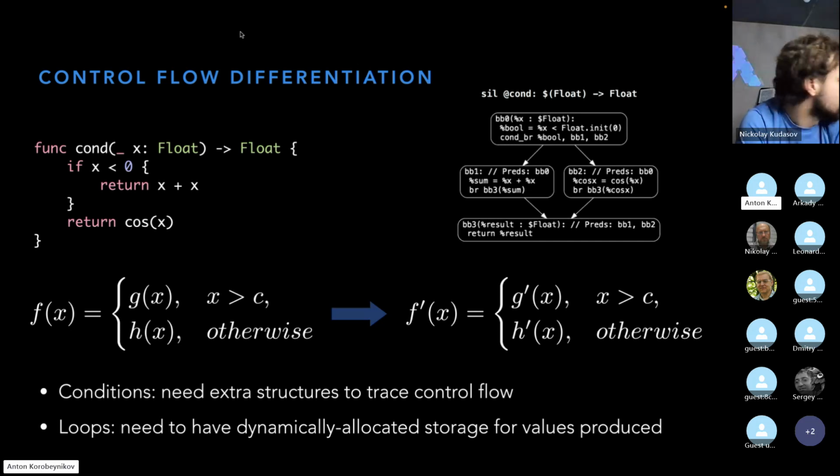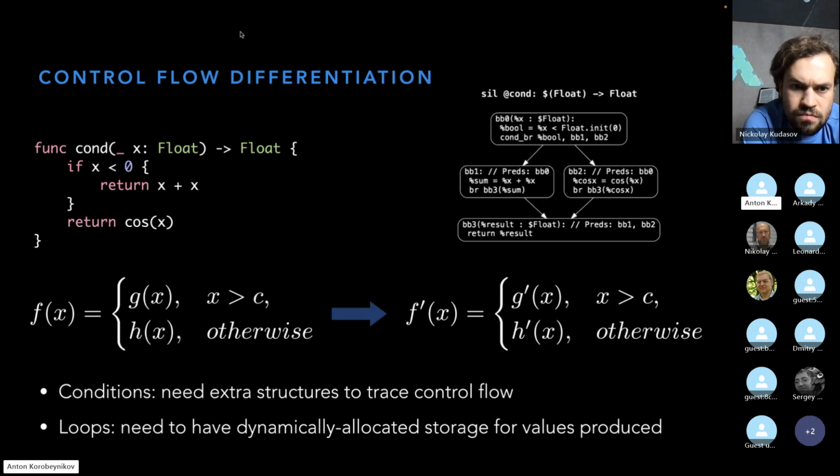And if the function is defined piecewise, there might be a discontinuity at the point of condition, but the derivative produced is, again, piecewise defined. The key to differentiating a function with control flow is to track the original execution path through the function, because we need to know which branch was taken. So certainly there is some overhead here.